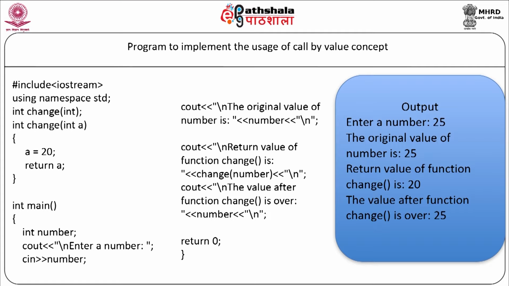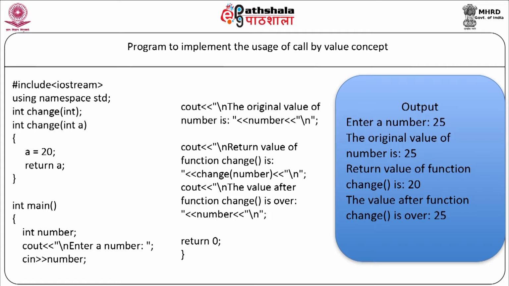Now the return value of the function change is, here the change function will be called where 25 will be passed as an argument. Now just notice here that 25, which is the number value, will be given to the parameter variable a. So the number value 25 will be copied to the variable a. Now inside the function body we are changing that value to 20. So that 25 value we are making it 20 and we are returning that value from the function. So here the return value will be 20 and that will be displayed on the screen. So the change which is made to the number 25 is local to that particular function.